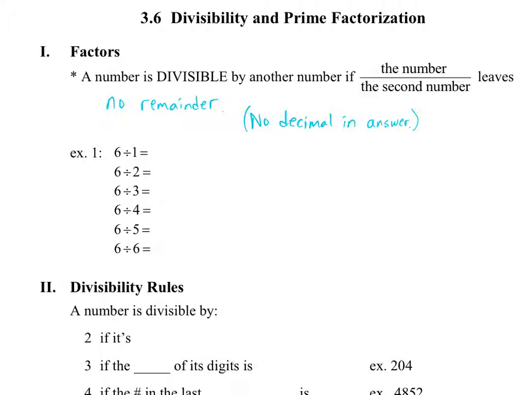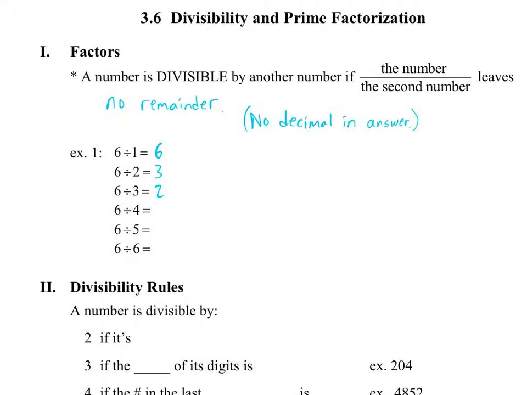Because if you do 6 divided by 1 it's just 6, agreed? So is 6 divisible by 1? Yup, because we get an answer that doesn't have a decimal, there's no remainder, there's nothing left. 6 divided by 2 is 3. So 6 is divisible by 2. You get an answer with no remainder. You don't get a decimal answer. 6 divided by 3 is 2. So is 6 divisible by 3? Yup, because you get an answer with no remainder. You don't have a decimal in your answer.